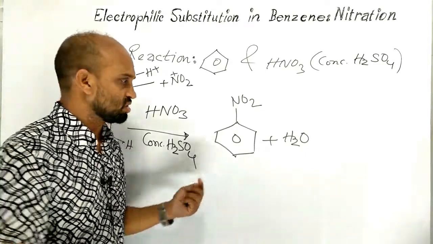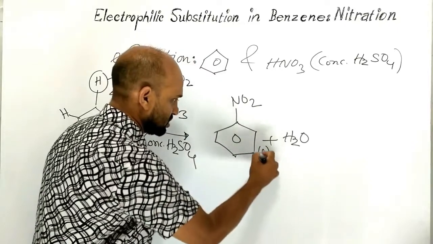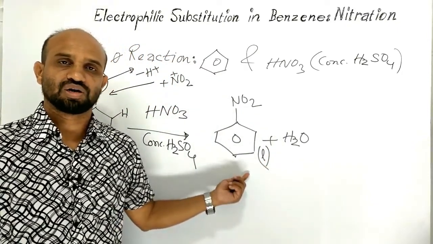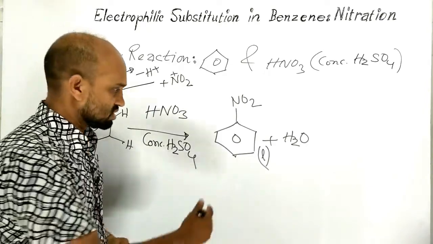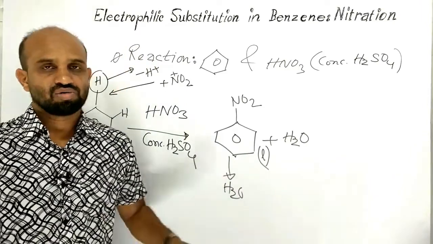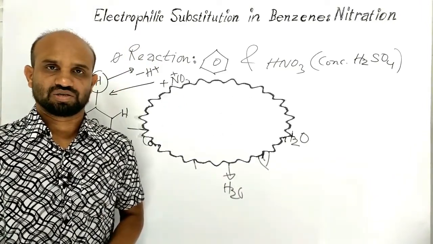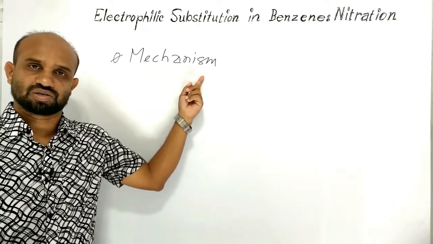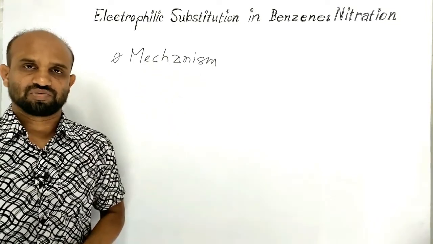Nitrobenzene is a kind of liquid, pale yellow to dark brown color liquid. This is slightly soluble in water. Now let's see the mechanism of the reaction. Now the point is mechanism of nitration. Let's write the reaction first.